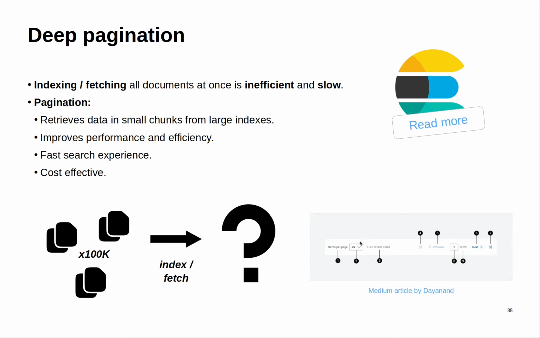Here you can change the size of data that you want to get. For example, each request will get you just 25 documents, but if you want to get the subsequent documents, you can click on the next button to retrieve the next batch of data. This is just an example, but if you want to read more about this, please check this Medium article.